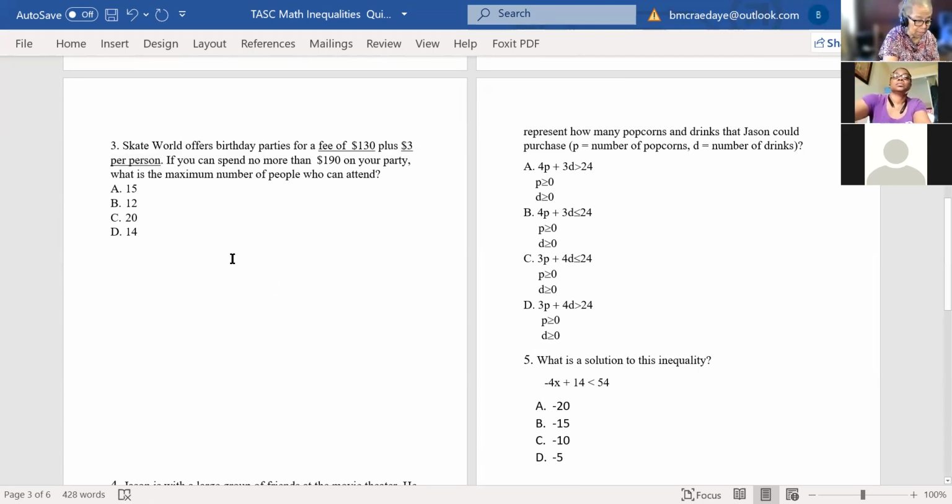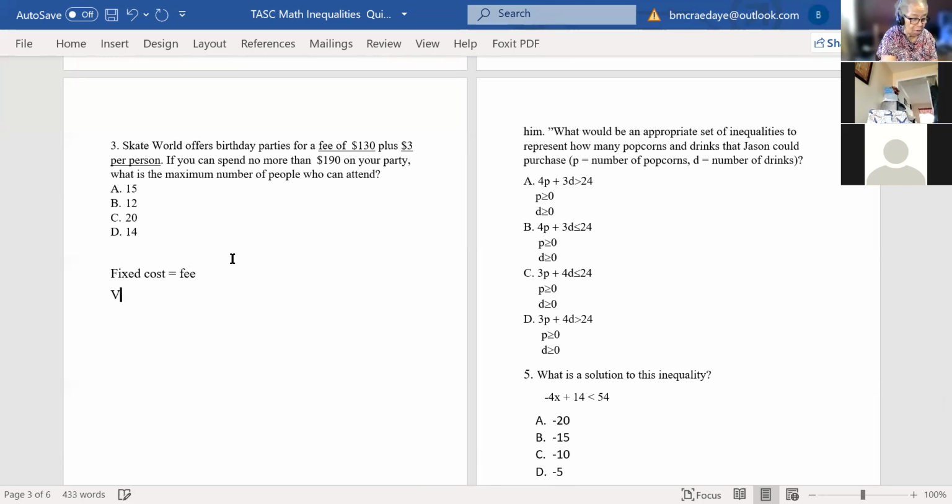So notice you've got a fixed cost, because there's several problems of this type. Fixed costs here is equal to the fee, right? And then you have a variable cost. That means it's dependent upon something. And the variable cost is depending upon what? The number of people. So the variable cost is equal to $3 per person.